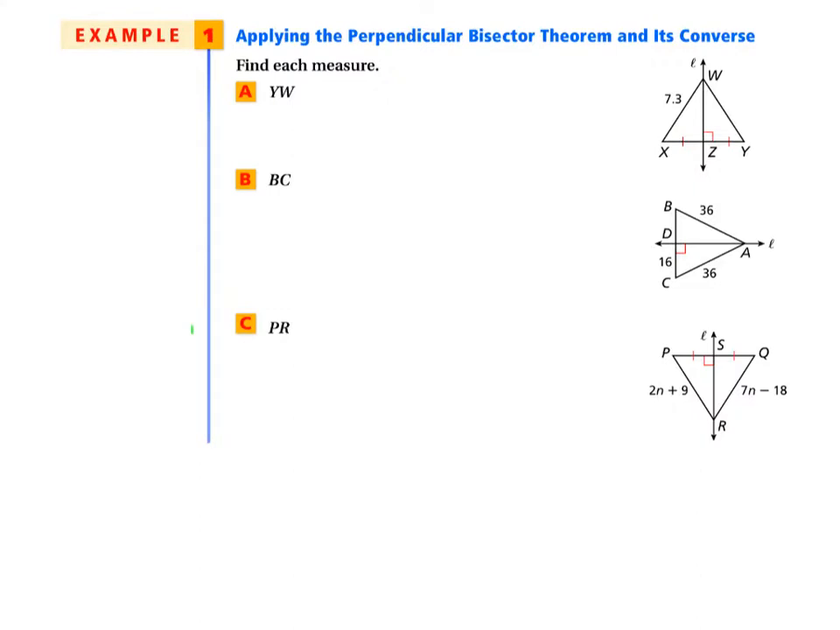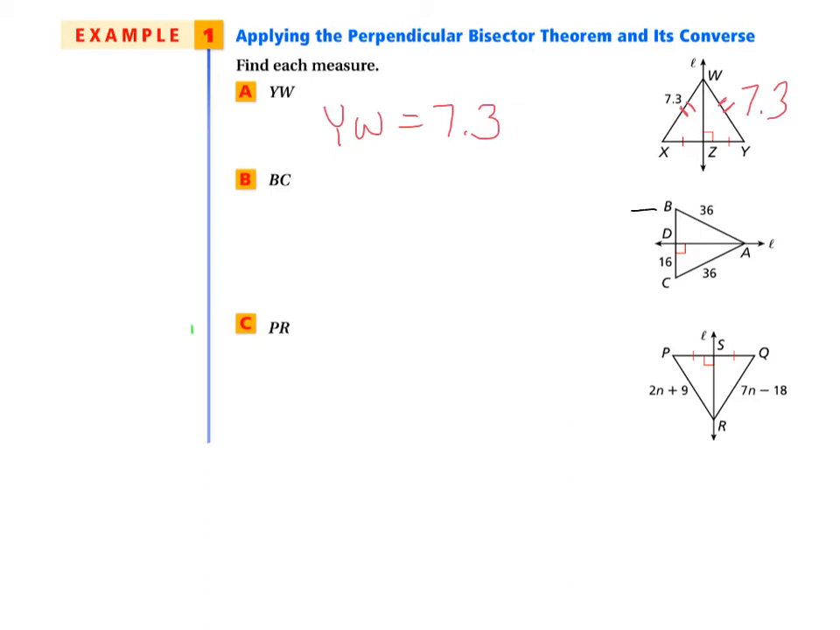We have 3 parts of this. We just want to find the lengths of all the sides. So in example 1, find each measure. A, YW. Here's YW. Because we know XZ is congruent to ZY, and we have a perpendicular bisector, we know that segment WX is congruent to segment WY, which means their lengths are equal. Therefore, YW would equal 7.3.